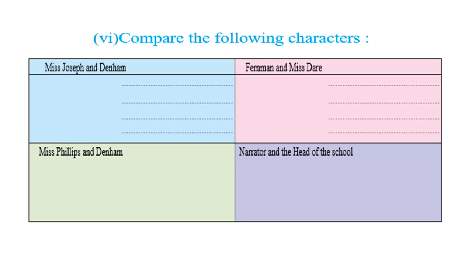Narrator and the head of the school. So you can write about them. What are the narrator's feelings and characters, how he is convinced by the head of the school, and what peculiar characters are mentioned about the head of the school. So four points, you have to write in short. You go through the lesson and you can understand how to write.